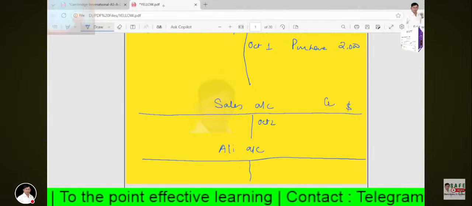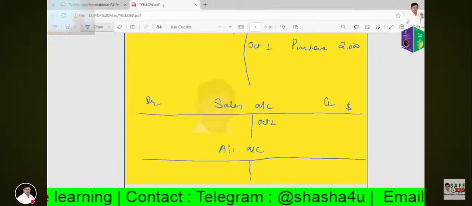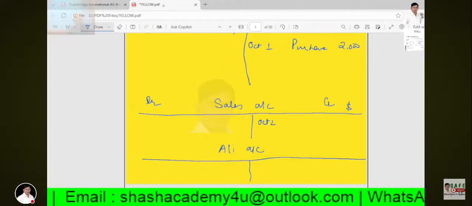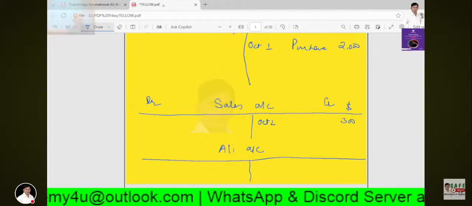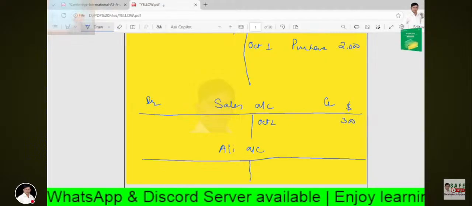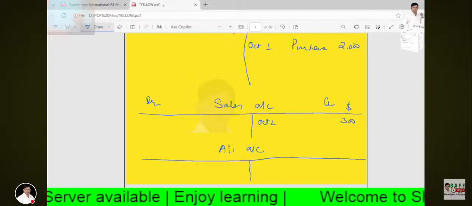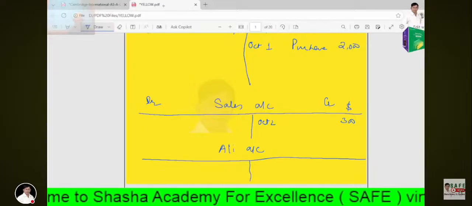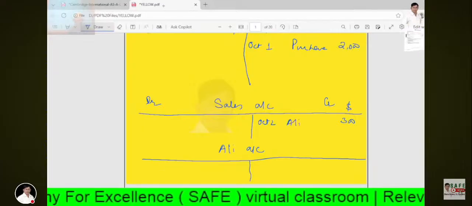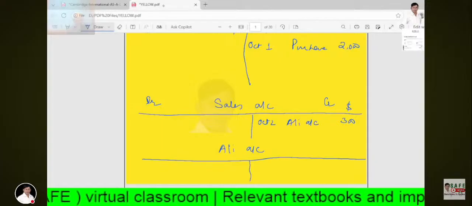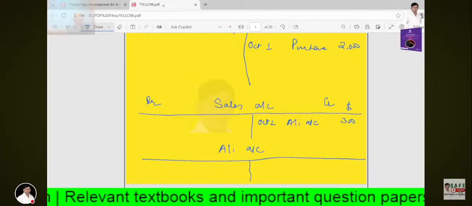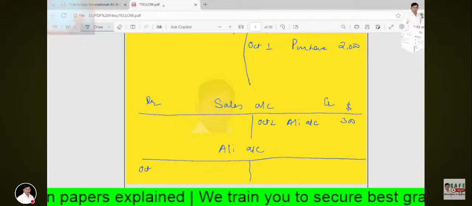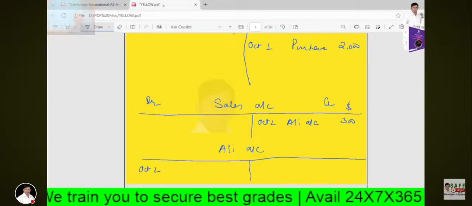This side is always credit, this side is always debit. How much? 300. See, sales is a revenue. Sales is always credited. Credit all incomes and gains. Sales account is credited with a debit to Ali account. So now Ali account will be debited. What date? October 2nd. Ali account will be debited.